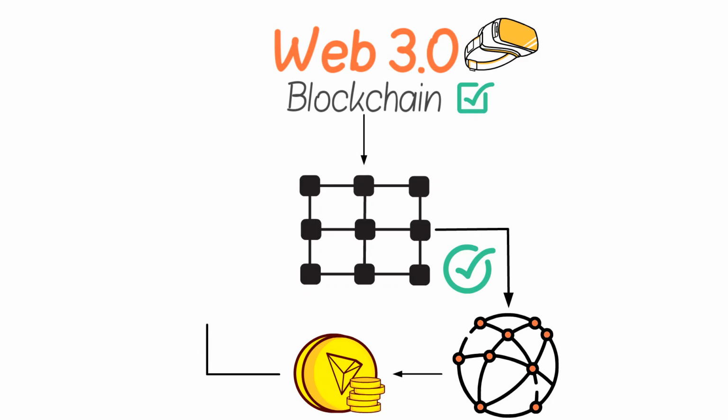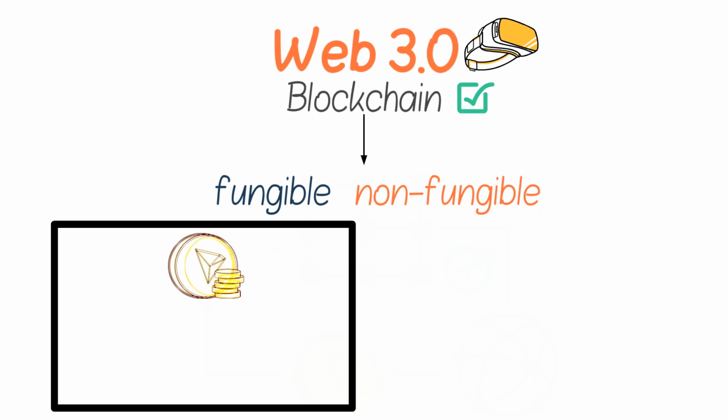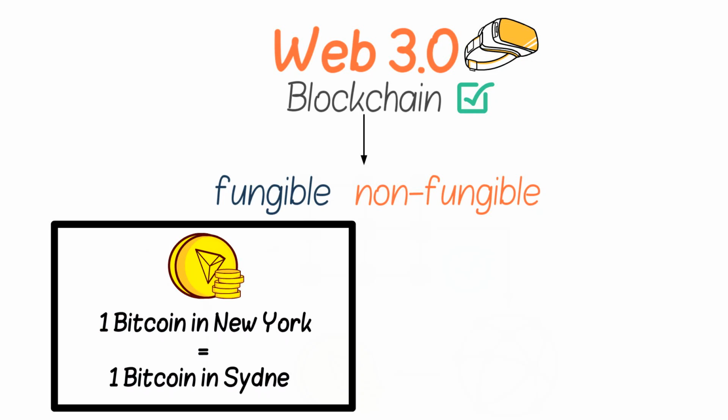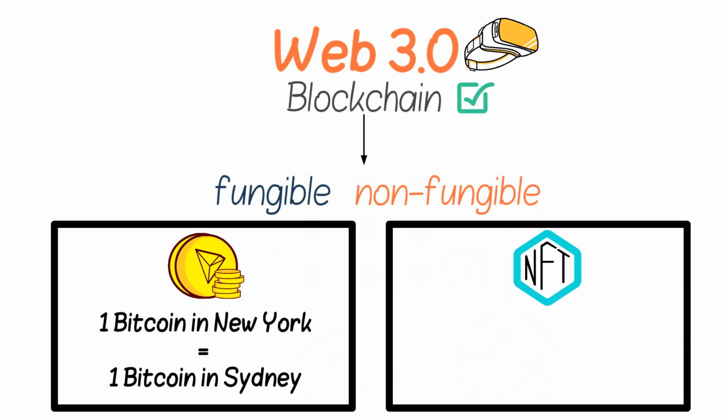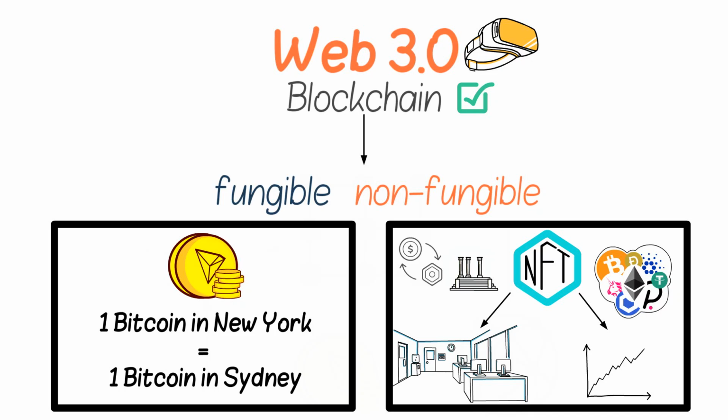These digital tokens can be modified or unmodified, otherwise known as fungible or non-fungible. Fungible tokens can act as a form of digital currency. One Bitcoin in New York is worth the same as one Bitcoin in Sydney, whereas non-fungible tokens, otherwise known as NFTs, can be used as a unique identifier for either real or virtual assets. These assets can then be traded on various platforms, and the rights and ownership can easily and quickly be transferred between users without the need for a middleman, like a traditional bank.